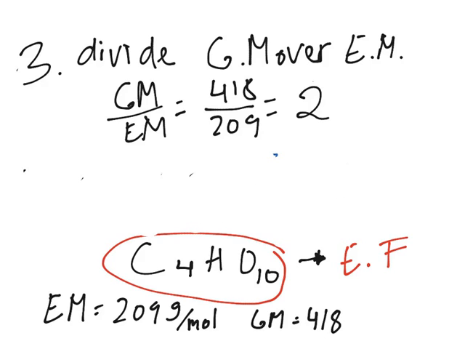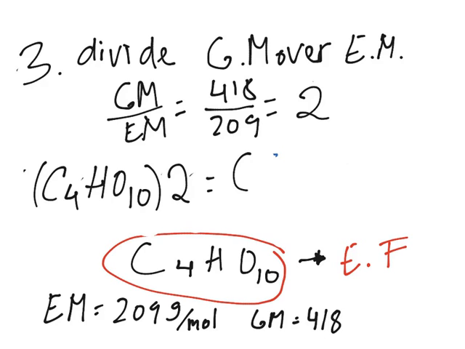So it would be C4H10. You will multiply this by 2. So it would be C8H20. And that would be your molecular formula.